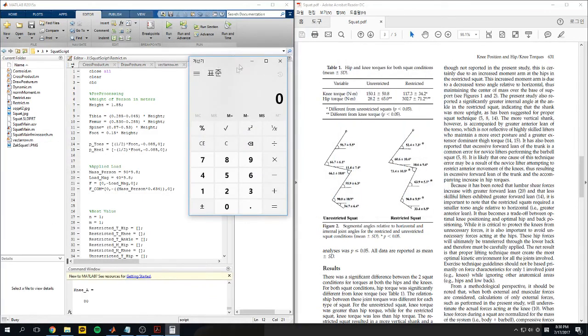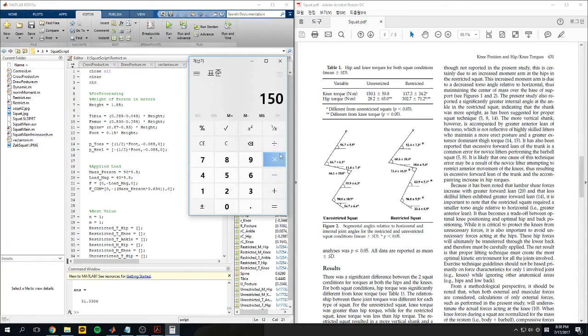So while the script is running, the knee torque for the unrestricted squat was greater than the hip torque by 150 divided by 28, which is around 5.35. For the restricted squat, the knee torque was less than the hip torque, and to calculate how much, we do 302 divided by 117, which equals around 2.58 times greater hip torque.